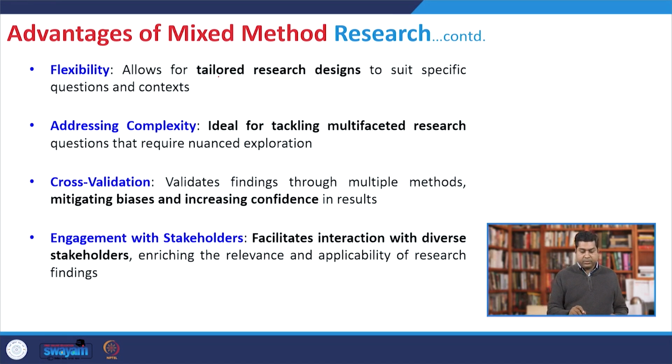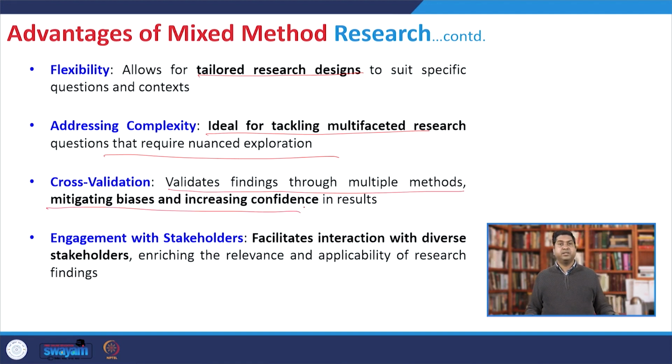Flexibility. Mixed method allows for tailored research design to suit the specific question and context. So, it is not like you have only one kind of approach or design for mixed method. We have discussed four, so you can apply any one based on your requirement. Addressing complexity. Mixed method is ideal for tackling multifaceted research questions that require nuanced exploration. So, exploratory and confirmatory aspects can be addressed. Cross validation. Mixed method validates findings through multiple methods, mitigating biases and increasing confidence in results. So, again, balancing subjectivity and objectivity and reducing biases is one of the advantages of mixed method.